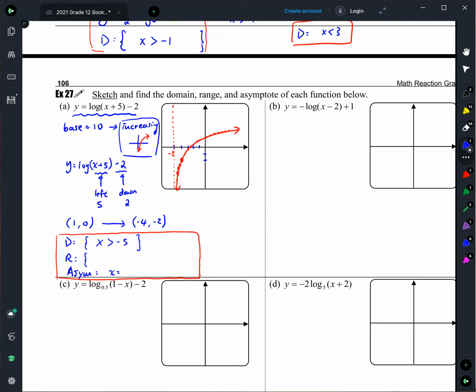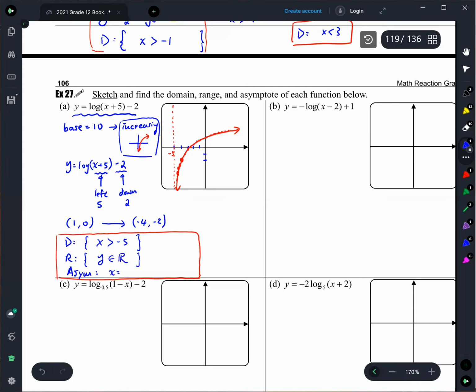And Sophie, what's the range? Y equals a real number. So this one, the y goes up forever, goes down forever. There's no limit to it, right? So we just say a real number. So you can apply transformation to the log function, right? So what you learn in your first chapter, right? You can apply here, the RST.